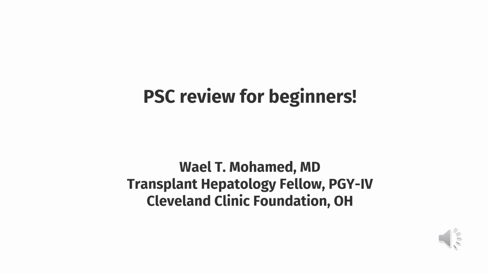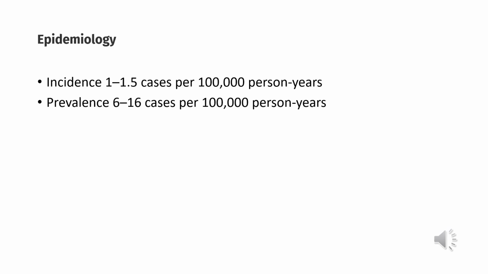This presentation might be helpful for medical students, interns, and residents starting their hepatology rotation. Today we're going to be reviewing sclerosing cholangitis, mainly primary sclerosing cholangitis, through the AASLD guidelines. Speaking of epidemiology, the incidence of PSC is 1 to 1.5 cases per 100,000. And for prevalence, it's 6 to 16 cases per 100,000 person years.